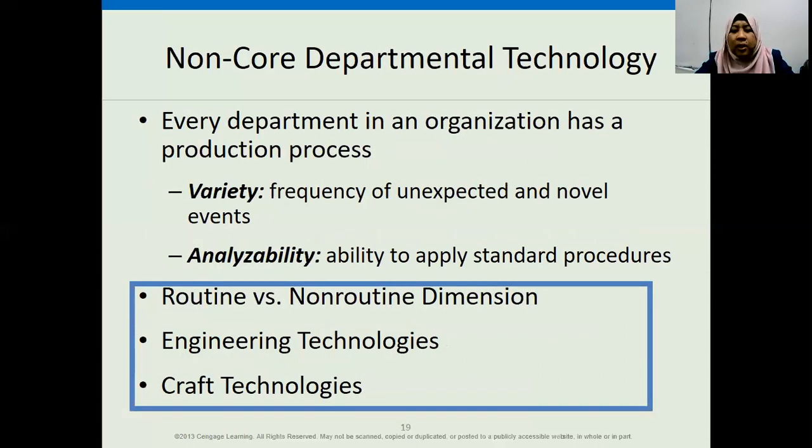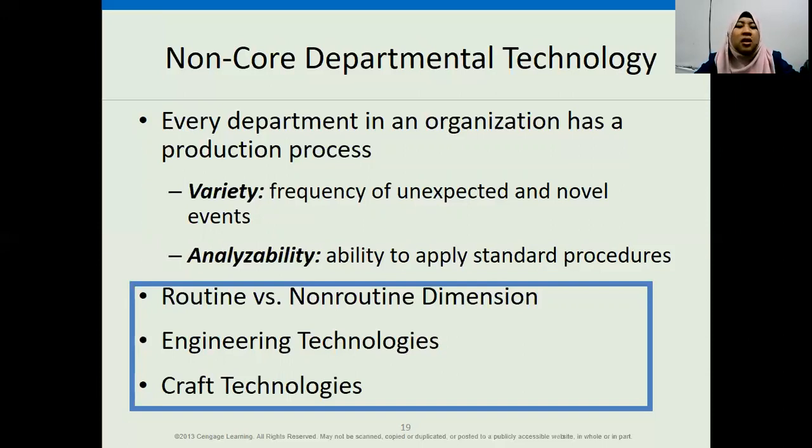Okay, all right, and then we do have non-core departmental technology. Every department, non-core departmental technology, means like human resource, accounting. We do have R&D, and also we have marketing. Every department in an organization has a production process. Yeah, agreed. They have variety.